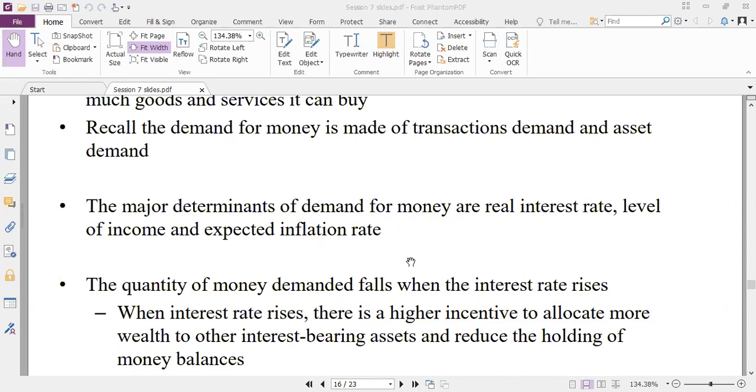Demanded or quantity demanded. Now let's come again with the statement. When interest rate increases, our demand for money falls, and when interest rate decreases, our demand for money rises. Are we cool? Yes. So that is why the quantity demanded for money slopes downwards. That is the whole idea, because of the relationship with the interest rate. Are we cool?